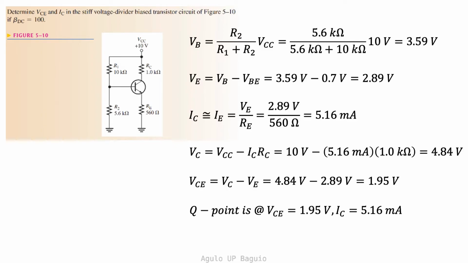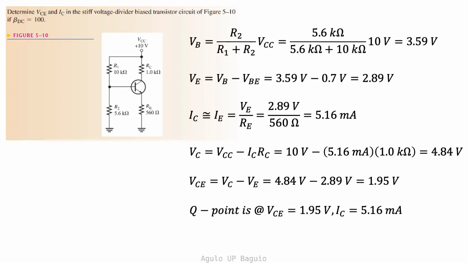After knowing VE, we divide it by RE to get the emitter current. The emitter current is then computed to be 5.16 milliamperes. And since the emitter current is approximately equal to the collector current, then the collector current is also 5.16 milliamperes.